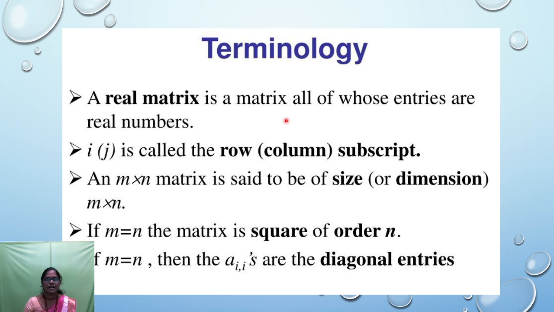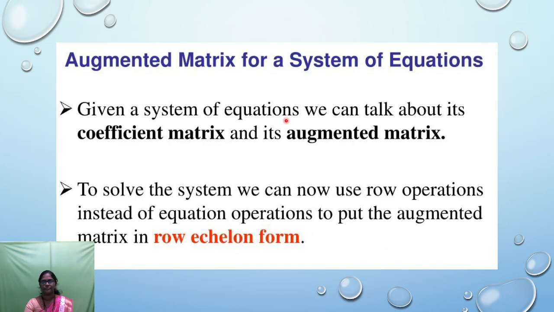Terminology. A real matrix is a matrix whose entries are all real numbers. Here i is called the row subscript, and an m by n matrix is said to be of size m by n. If m equals n, the matrix is square of order n. If m equals n, then the Aii are the diagonal entries.